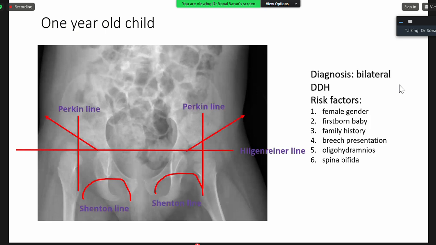When we talk about risk factors, female gender, firstborn baby, family history, breech presentation, oligohydramnios, and spina bifida are all known risk factors for DDH. Basically, if there is less amniotic fluid in the uterus during pregnancy, it will lead to cramping, and there will be less space to move the limb, and it can lead to DDH.